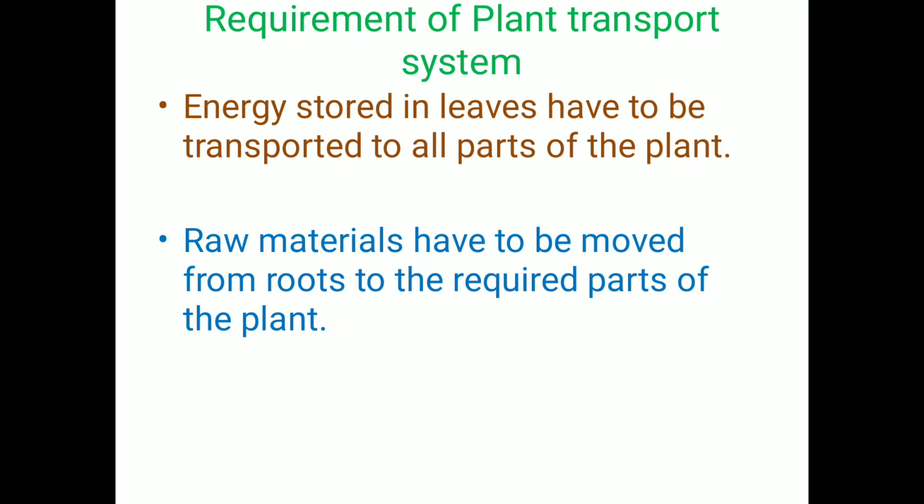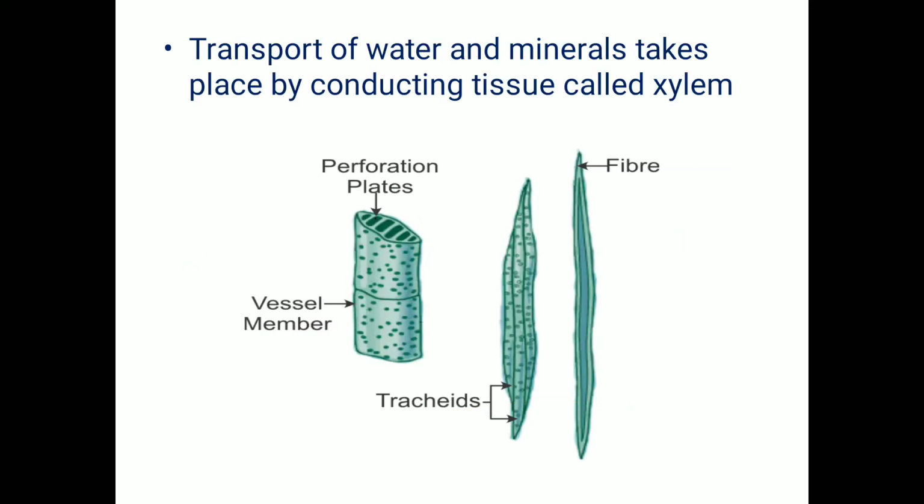So here two things are there: the movement of water and minerals from the roots, and the leaves manufacture food by photosynthesis, so that food has to be given to each and every part of the plant body. For this, plants have two types of conducting tissues, or vascular tissues.